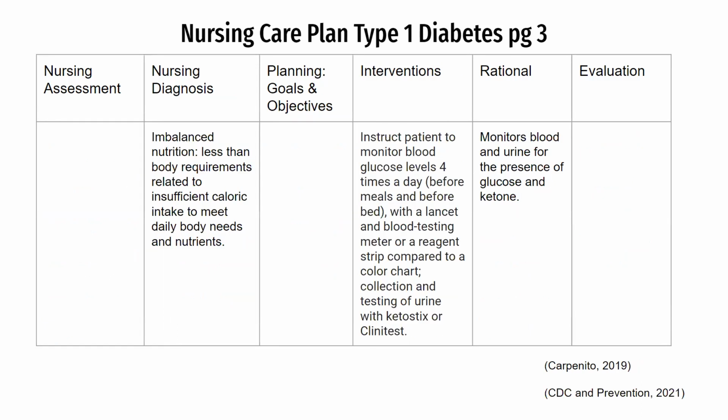It is important to monitor blood and urine for the presence of glucose and ketones. Also, teaching the importance of an adequate diet with proper meal times and adequate calorie intake should be important when evaluating our patient for type 1 diabetes.